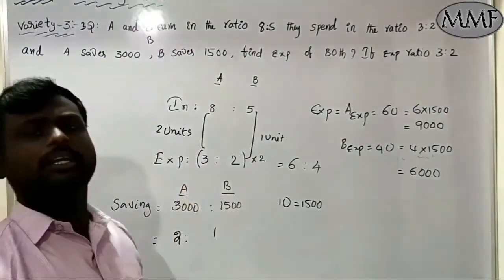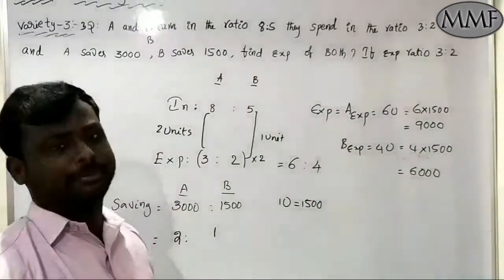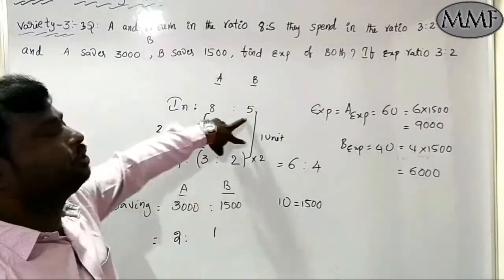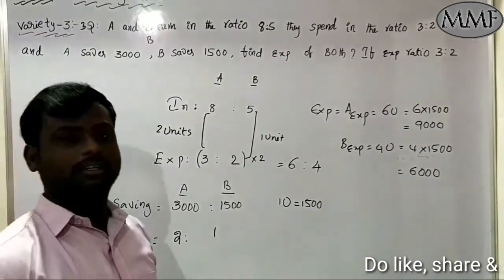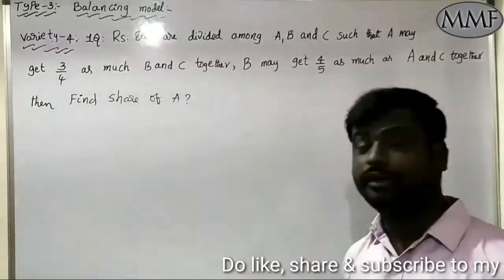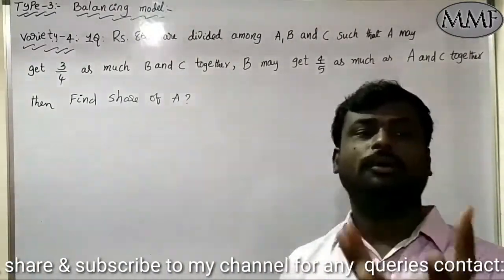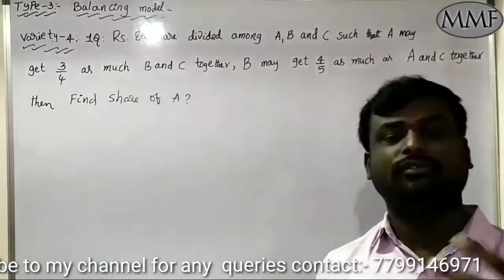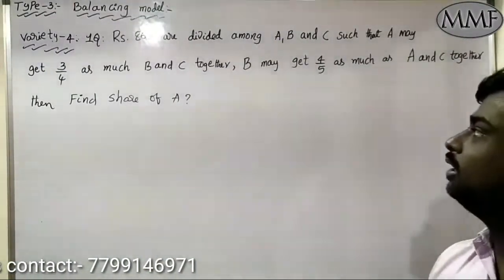The only very important thing here is you want to get the saving gap. This saving gap, which number will you multiply by? That is the only difficulty here. Clear? Now the same type, variety 4. Here the total amount is shared among 3 persons or 4 persons, 5 persons, like that. Questions will be asked. Now we'll see a very easy question.